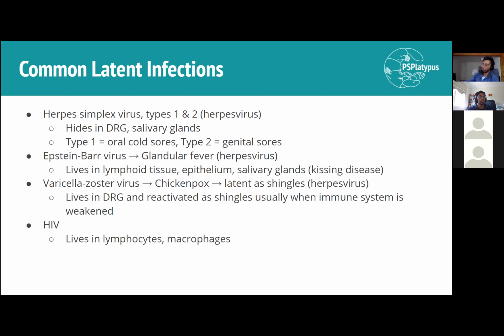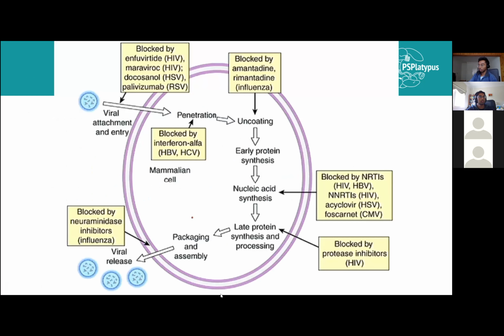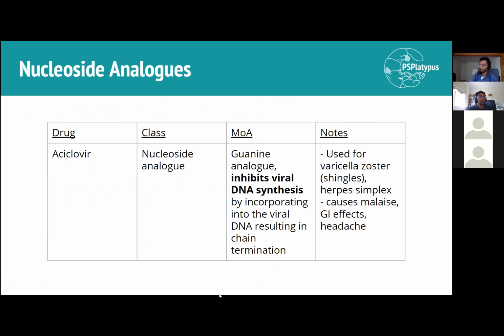And due to immunosuppression, it becomes prominent or flares up. HIV lives in lymphocytes and macrophages. Again, it's just this diagram again. So we're going to start with nucleoside analogs.